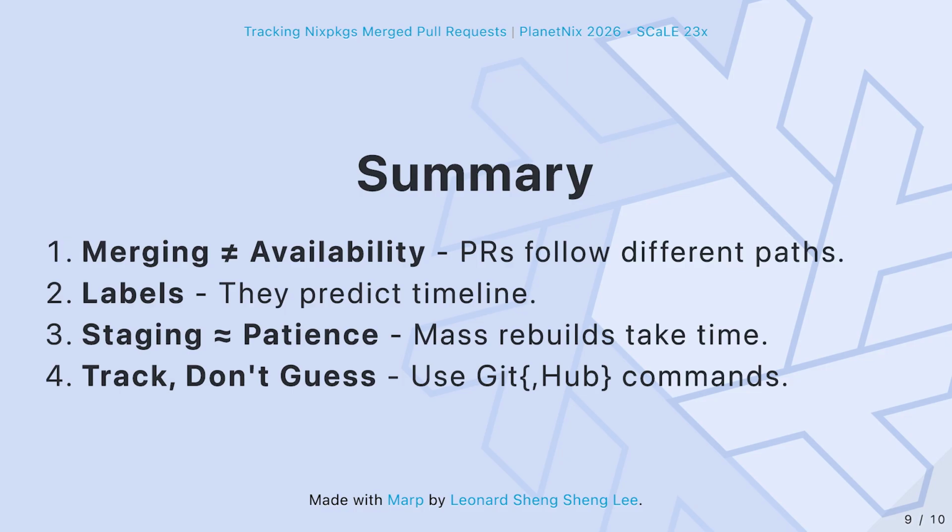A quick summary. If a pull request is merged, it doesn't mean that the fix is available immediately. Different pull requests follow different paths. Try to read the labels. They do give you a good time frame on when the fix will be made available on the target release channel. If you see staging, it means that it would take some time before the fix can be propagated to the more stable branches. And you can use Git or GitHub commands to track the status of the merge commit in each specific branch.